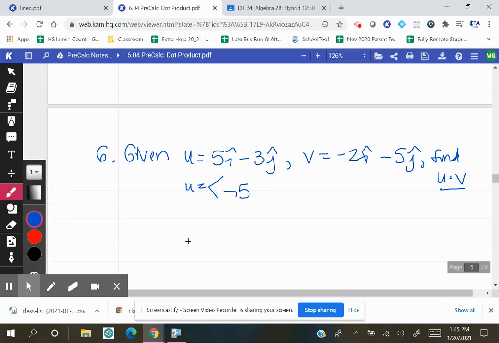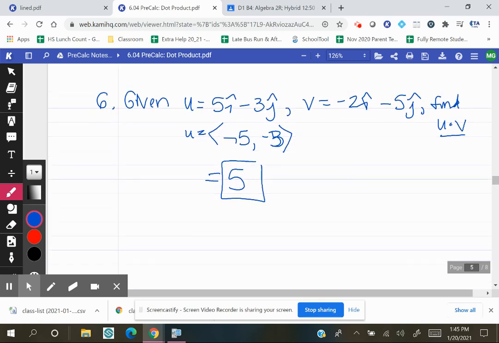Or you could just do 5 times negative 2 plus negative 3 times negative 5. Add them and you should get 5. Again, I want to see on your papers all the work and that you've checked it with my 5. So if you didn't do that, go back, pause the video here, show all the work, and make sure you get 5 for that one.